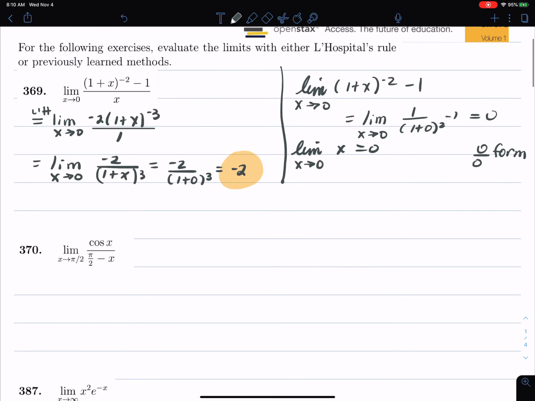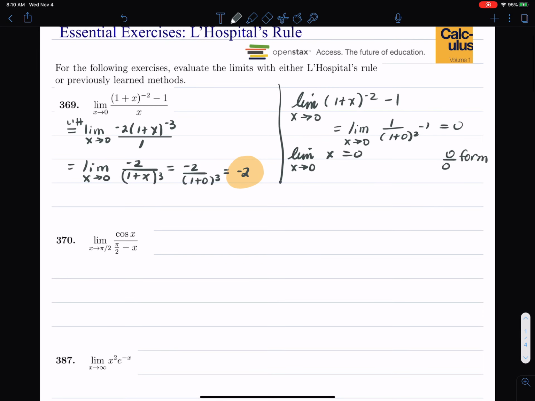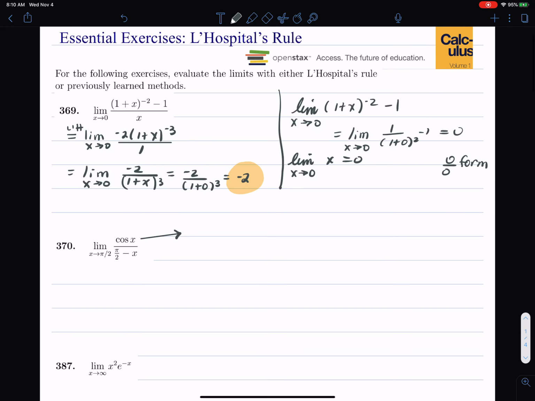Now let's go over to the next problem, which has a similar situation. This time when I find the limit in the numerator, I'll just draw an arrow here. So this numerator has limit cosine of pi over 2, because cosine is a continuous function, I can just put in pi over 2 to find the limit. Cosine of pi over 2 is 0. And in the denominator, I have pi over 2 minus pi over 2 when I put in x equals pi over 2, and that gives 0. So this is a 0 over 0 indeterminate form.